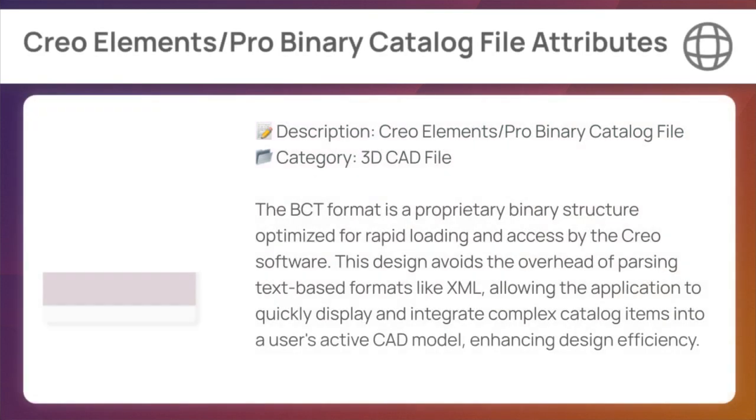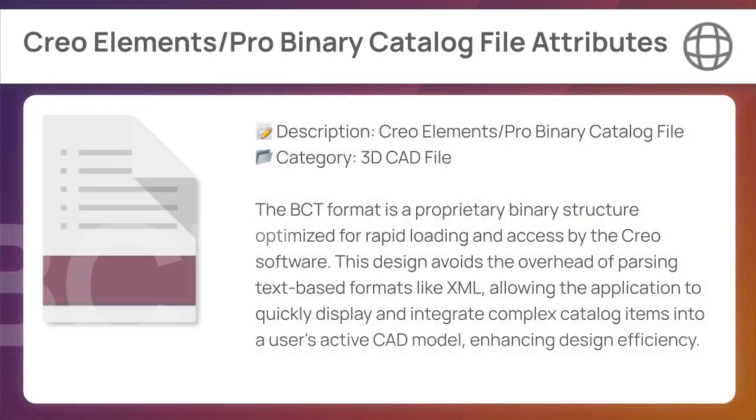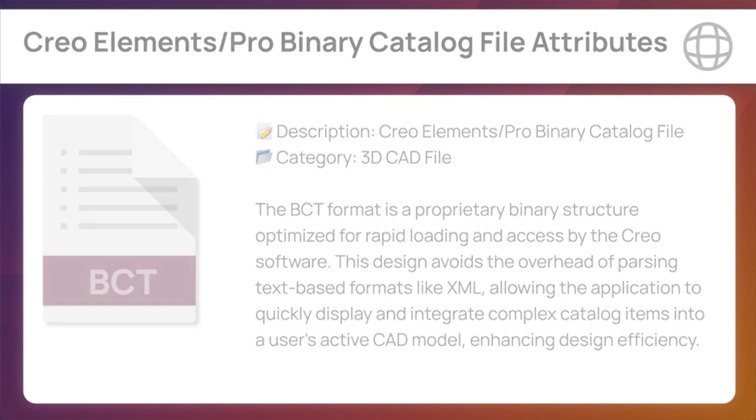The BCT format is a proprietary binary structure optimized for rapid loading and access by the Creo software. This design avoids the overhead of parsing text-based formats like XML, allowing the application to quickly display and integrate complex catalog items into a user's active CAD model, enhancing design efficiency.